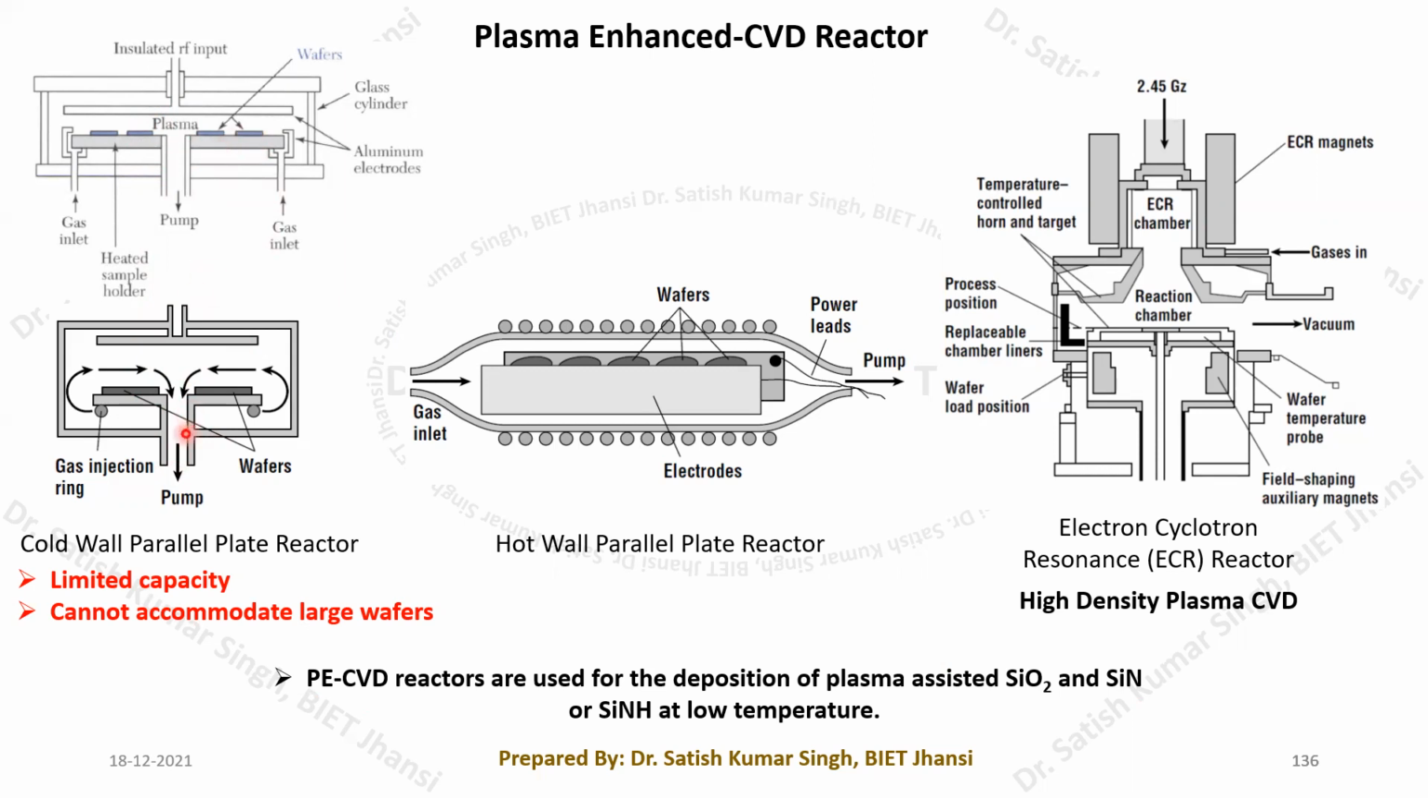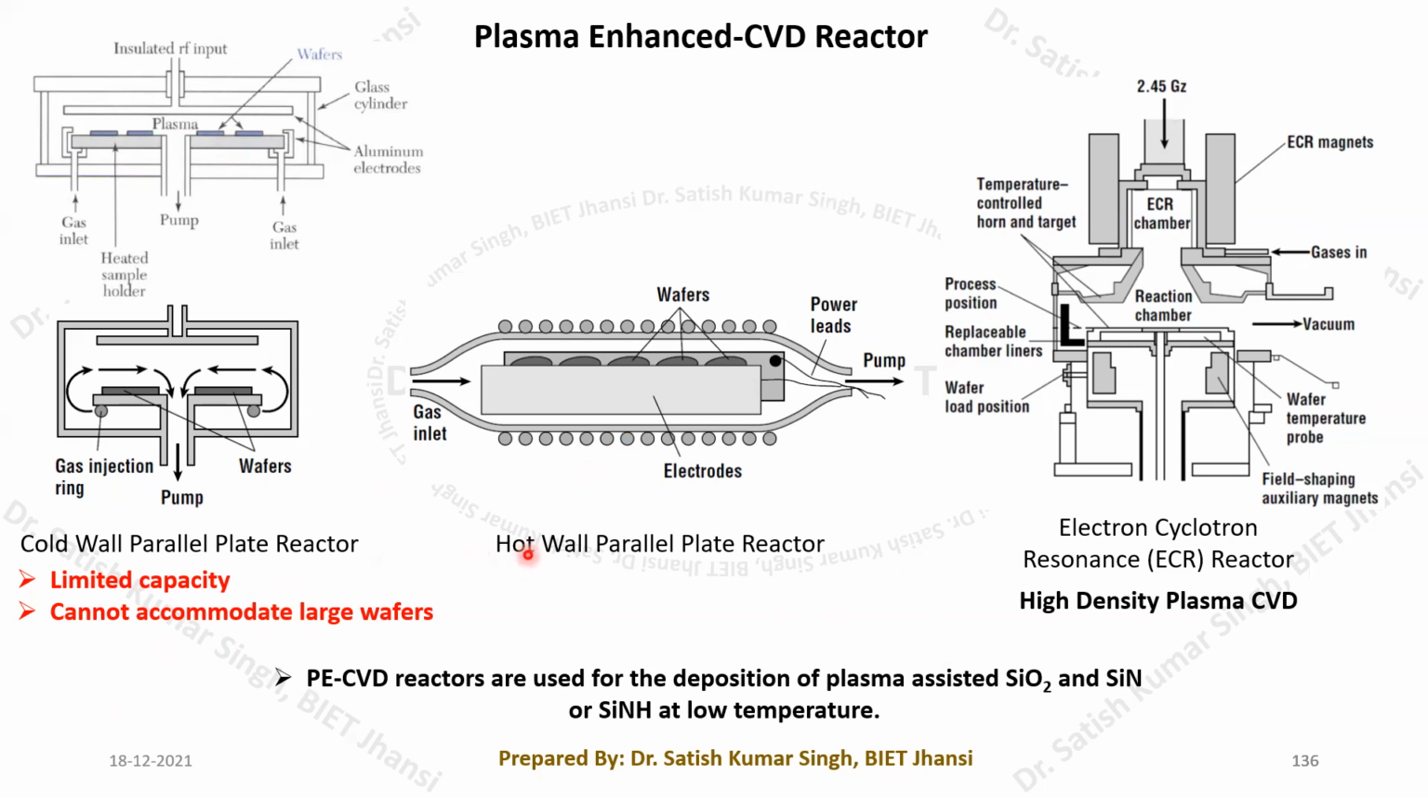Generally, these cold wall parallel plate reactors are not used because they have limited capacity. They cannot hold a very large number of wafers, and they also cannot accommodate large size wafers.